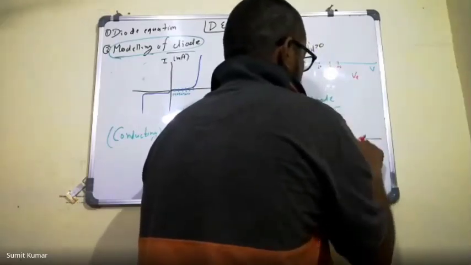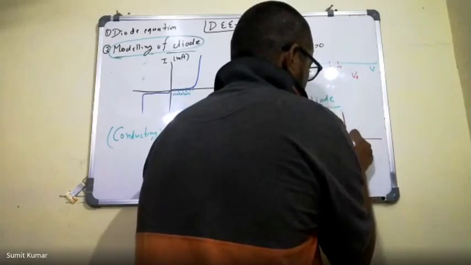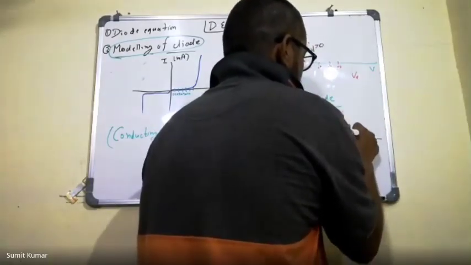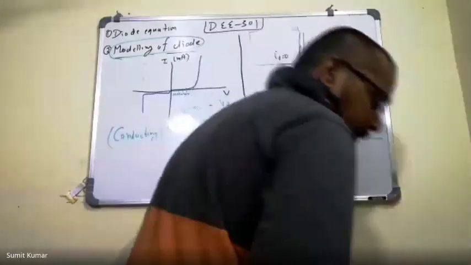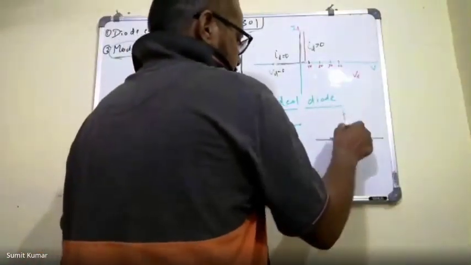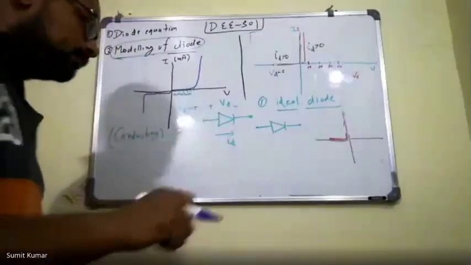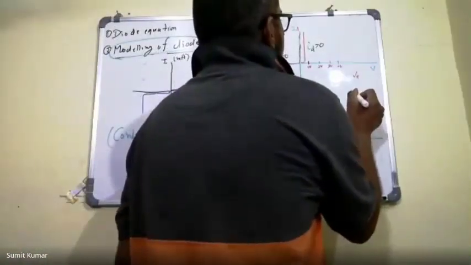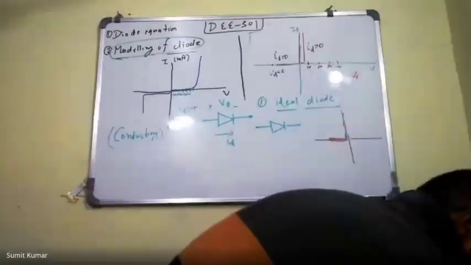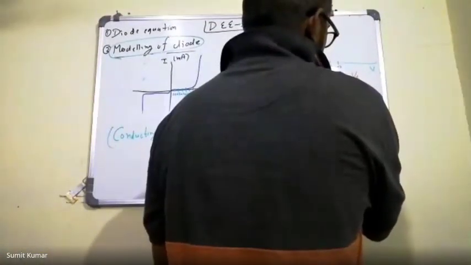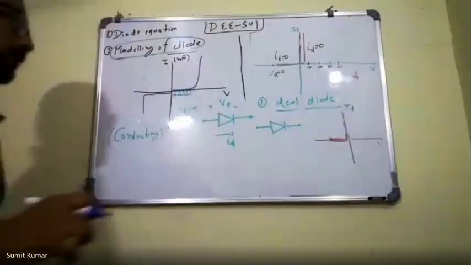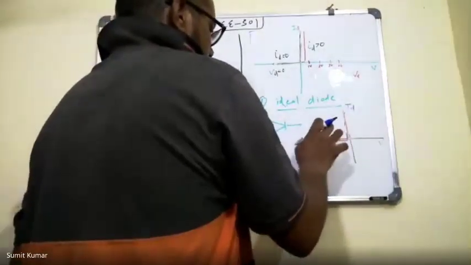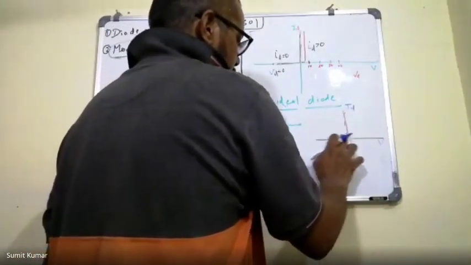So this will be the characteristics. It will coincide with the x-axis and y-axis. Here the characteristics will coincide with the x-axis, and here the characteristics will coincide with the y-axis. If you see these characteristics, at the y-axis we have ID, and at the x-axis we have voltage V. Now I will represent the diode here.